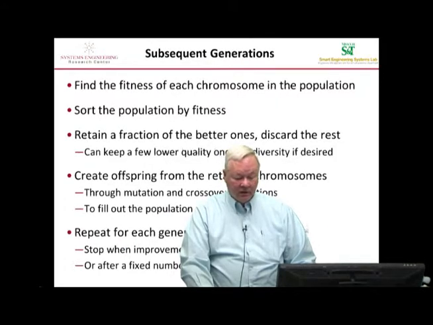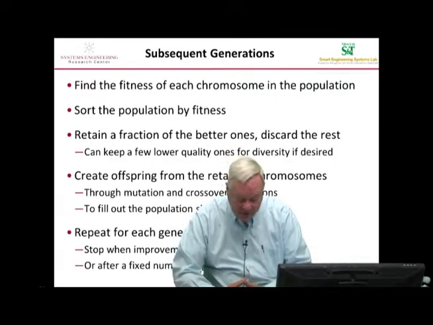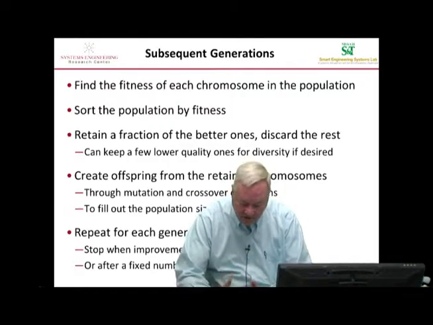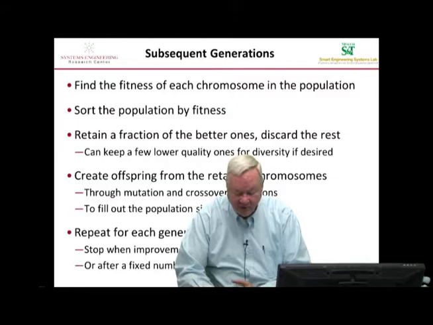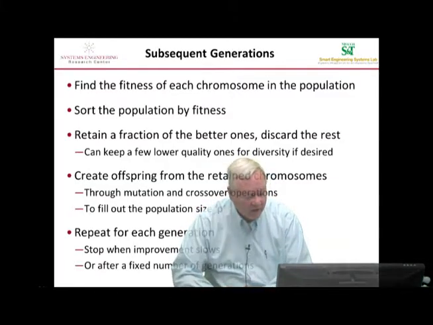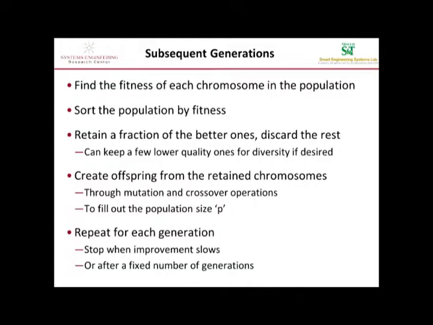So that's what you do. You throw away the worst ones, you keep a few of the good ones, and you mutate them and cross them over. And crossovers really make you look at very different looking chromosomes. And mutations make you look at minor changes around the current one you have, or the current list of best ones. So you sort them, you retain the better ones, you perform your crossovers and mutations, and create a new population of the same size, and then you repeat for the next generation. You find the fitness, you sort them, you throw away the bad ones, and so on.